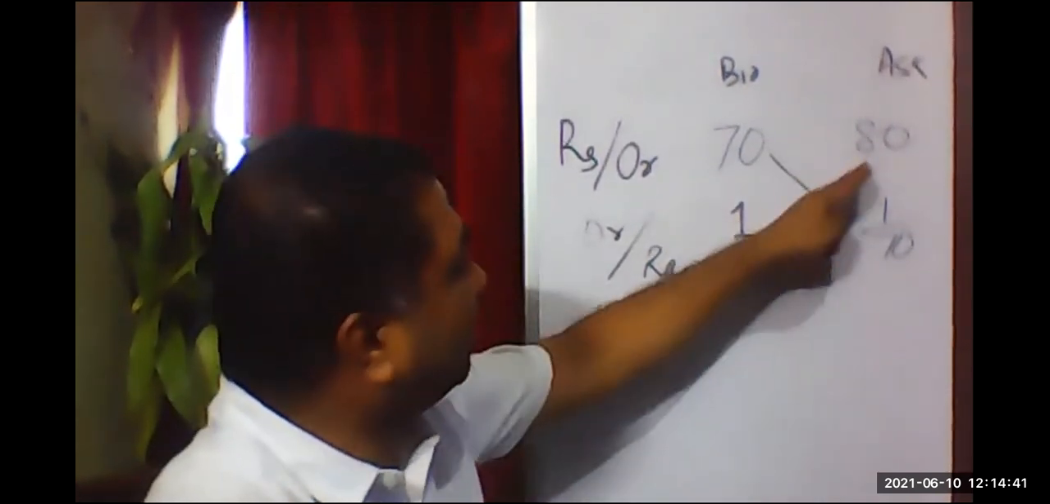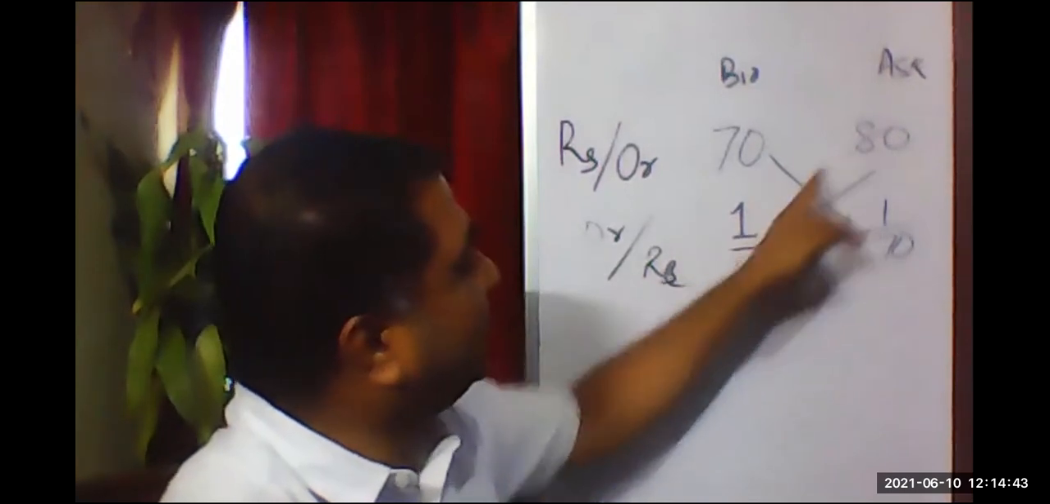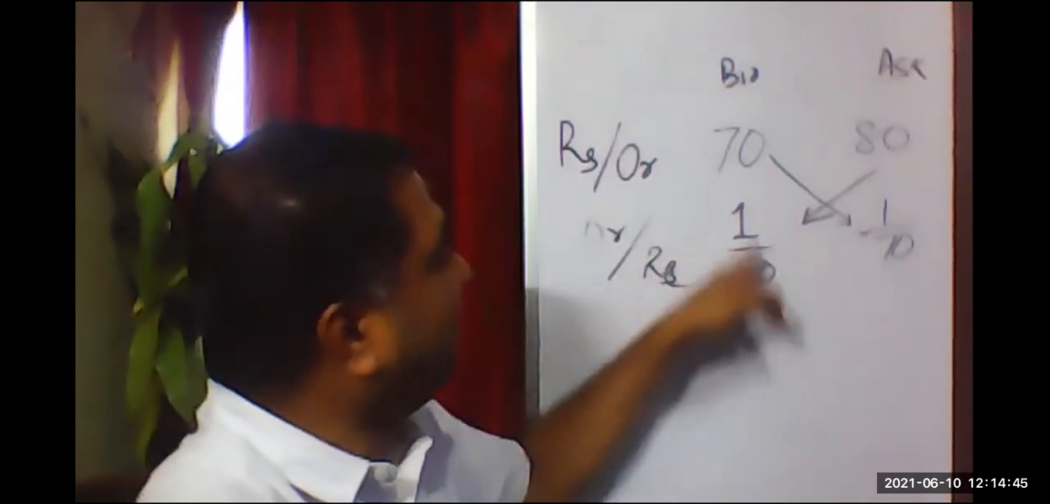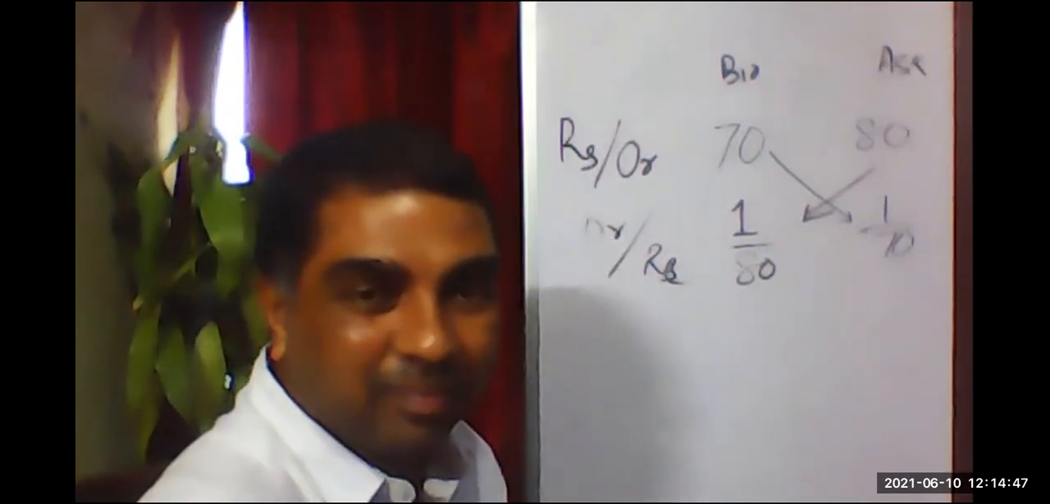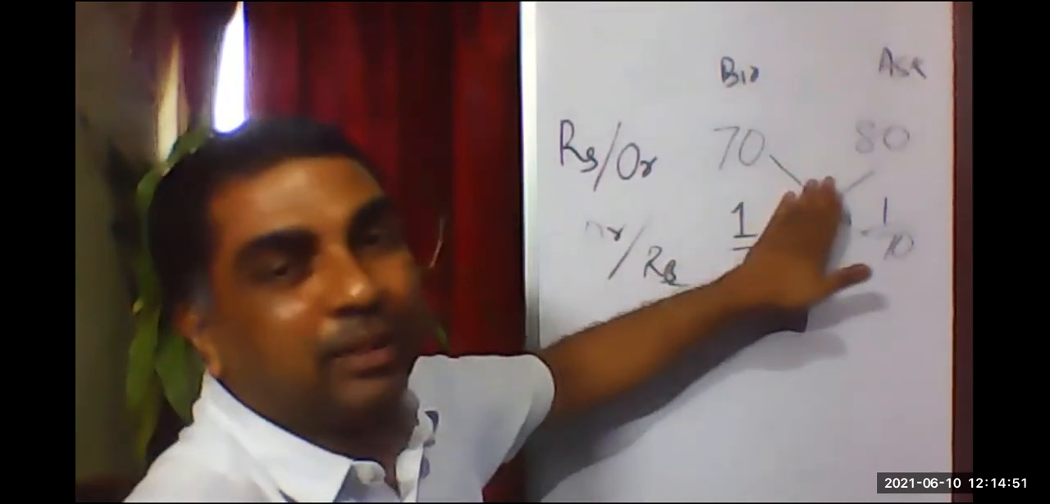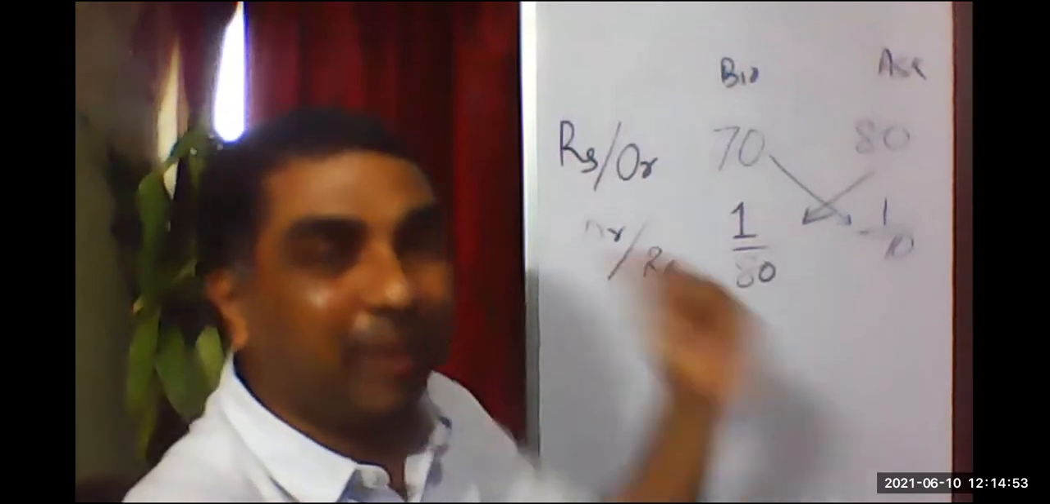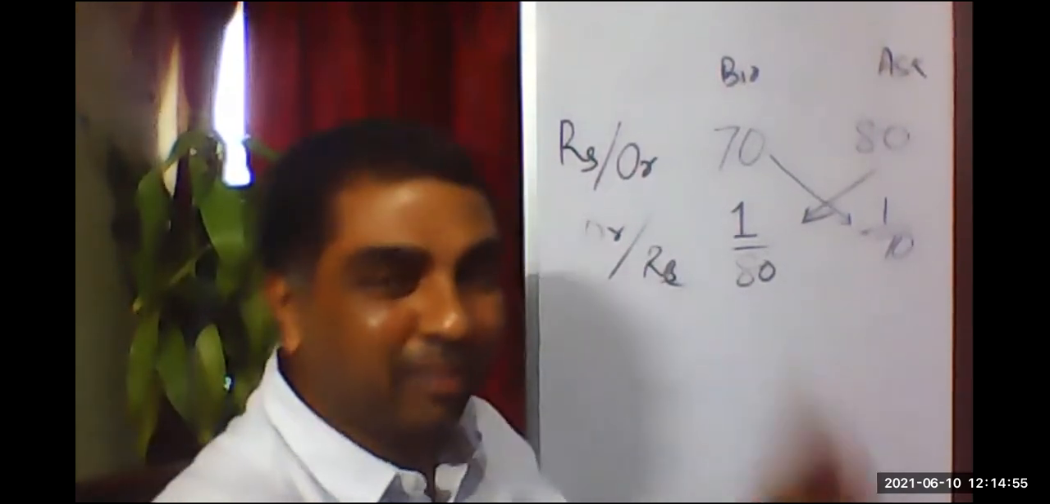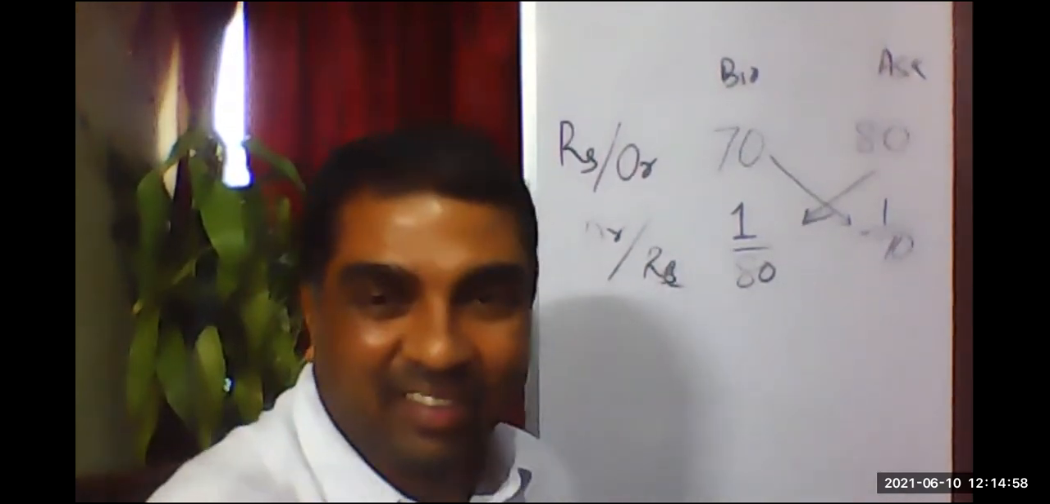Now you understood why I am calculating ask by multiplying 1 by bid, and for calculating bid, why I am doing 1 by ask. Did you understand this? In a two-way quote, we have to apply this principle. But if it is a one-way quote, then don't worry. Bid is equal to 1 by ask, ask is equal to 1 by bid.